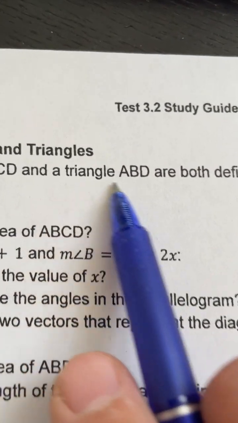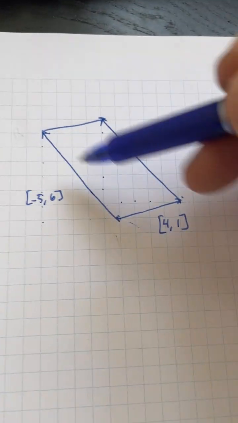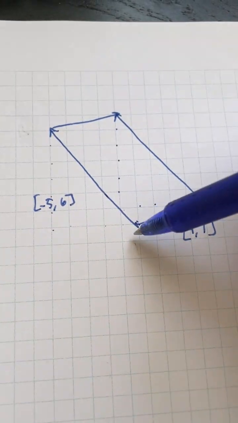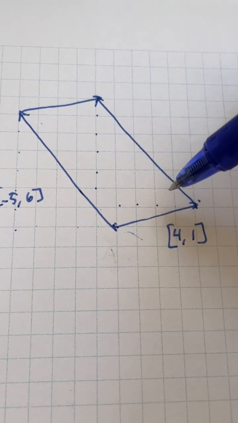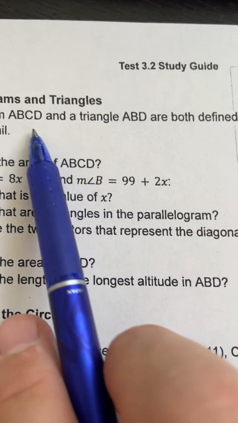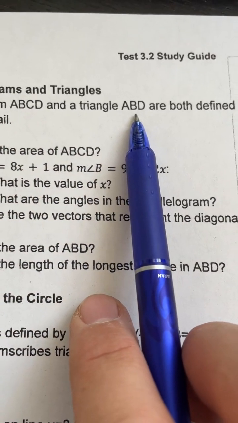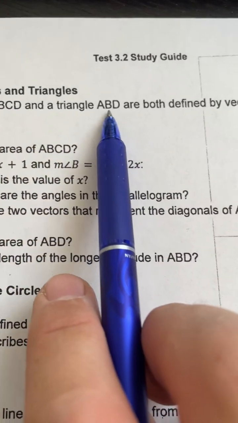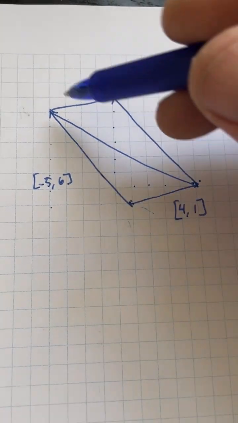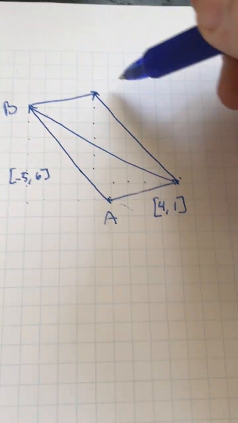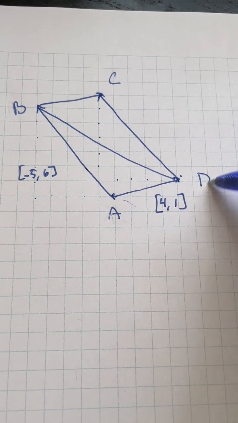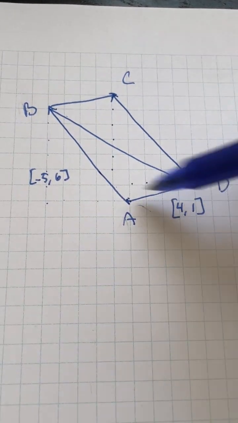We know that later we're going to have a triangle ABD that's also defined by these two vectors. The only way a triangle can be defined by these two vectors is if this is the triangle. It kind of matters how you put these letters, but you just have to make sure that A, B, and D are part of this triangle with these two vectors. So I'm going to do A, B, C, and then D. So now I've got my triangle with ABD in it.